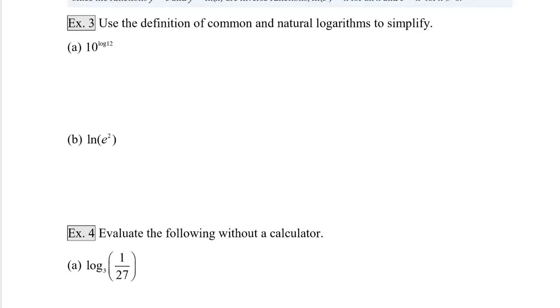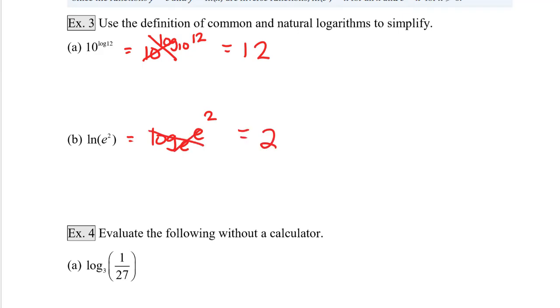Example 3, use the definition of common and natural logarithms to simplify. Well, 10 to the log of 12 is the same as 10 to the log base 10 of 12. Because 10 to the x and log base 10 of x are inverses, they cancel each other out, and this is simply equal to 12. Part B, the natural log of e squared. Well, this is the same as log base e of e squared. When the base of the log and the base of the exponent are equal, they cancel each other out, and this is equal just to 2.